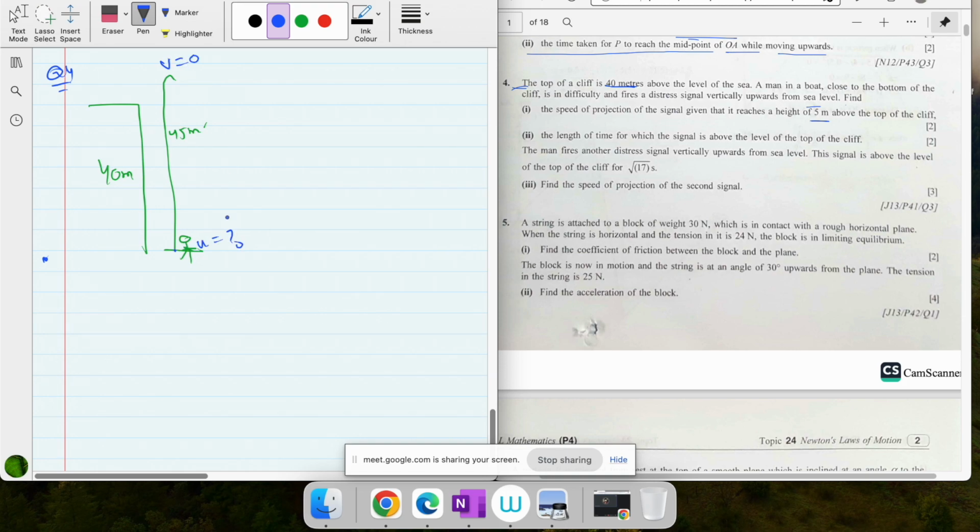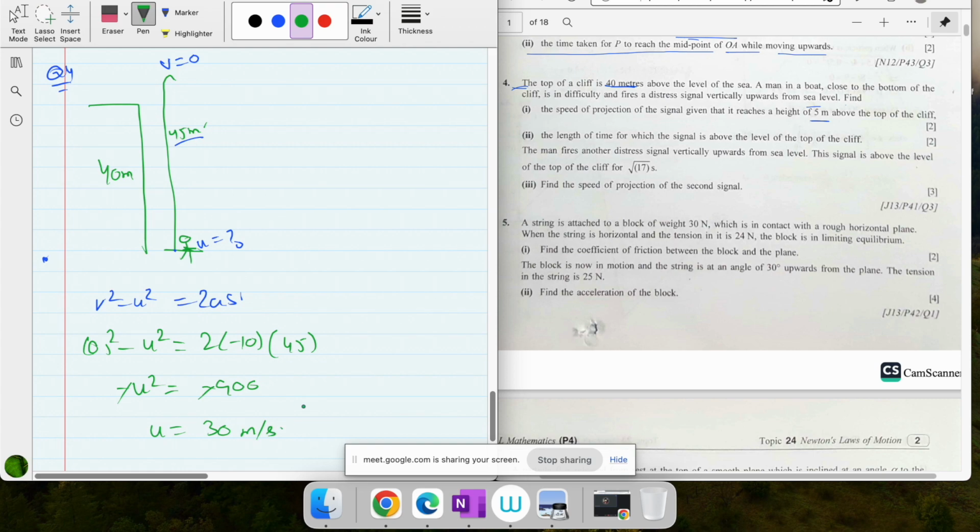Velocity at the initial point is unknown, displacement is there, so we can use the equation v squared minus u squared is equal to 2as, where final velocity is 0, initial velocity is unknown to be found, acceleration is minus 10, it is going against the action of gravity, and displacement is 45. So u squared is equal to 2 into 10 into 45, and we get 900. Square root both sides, u is equal to 30 meters per second.